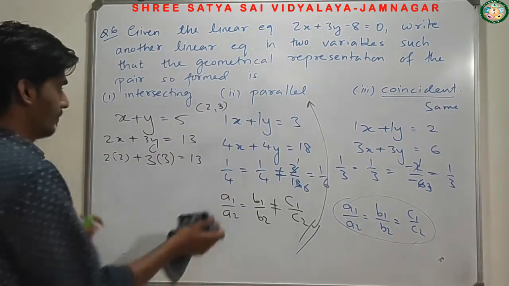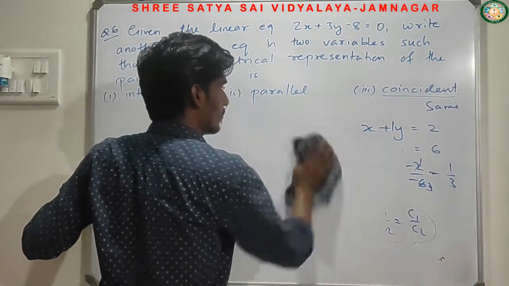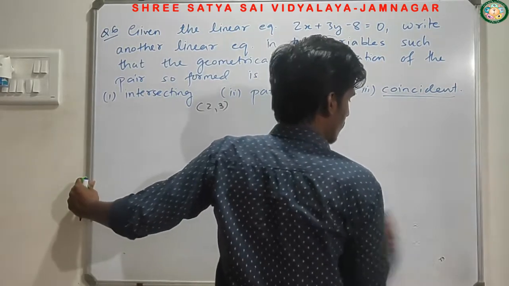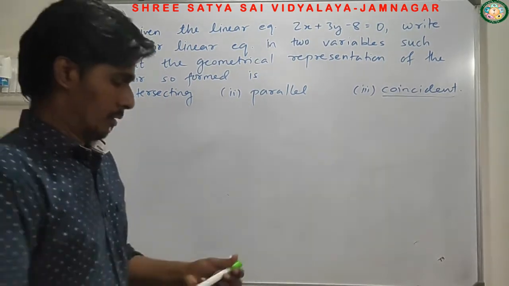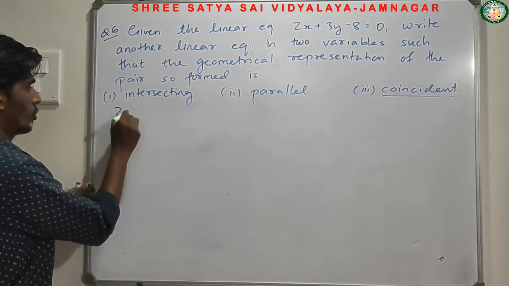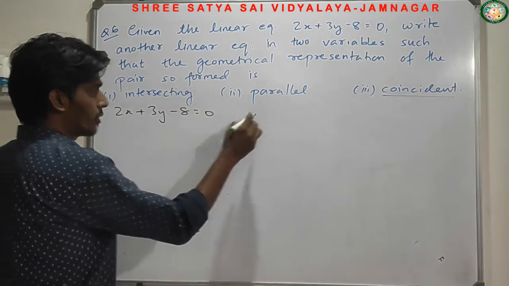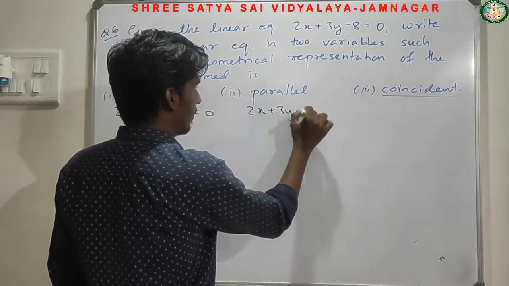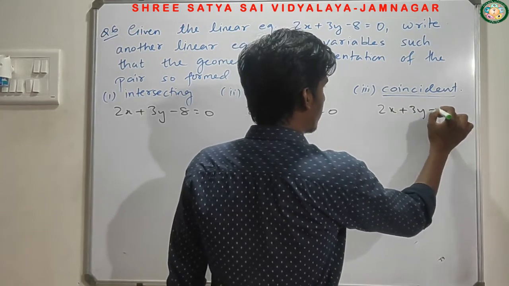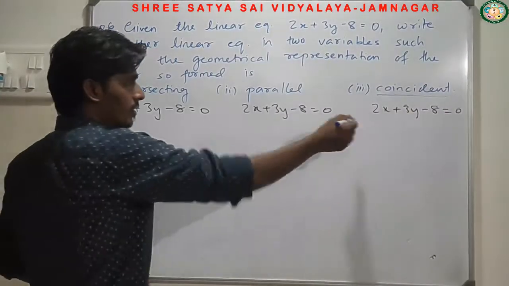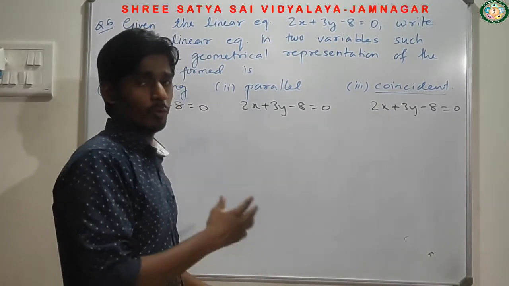Let us write down directly. Equation is 2x plus 3y minus 8 equals to 0. Let's start with the simplest one. This is the simplest to solve. I want a coincident line, which means I have to form the same line.